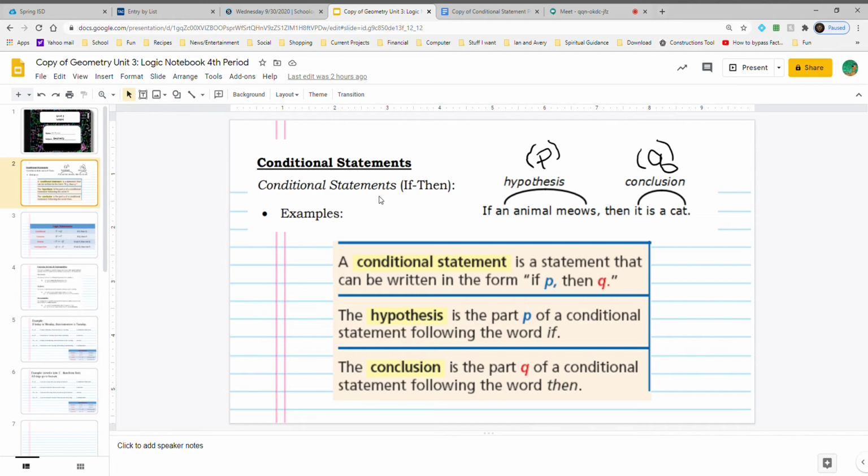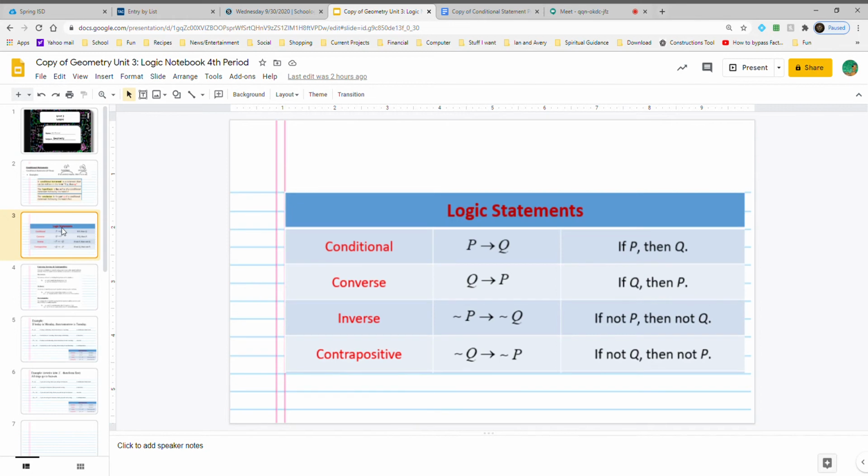All right? So the three things. Conditional statements are if-then. That's one thing. The hypothesis is P and the conclusion is Q. And the hypothesis is between if and then, and the conclusion is after then. Okay, those are the three things you got to know. All right, we good on that? Makes sense? All right, here are some other types.